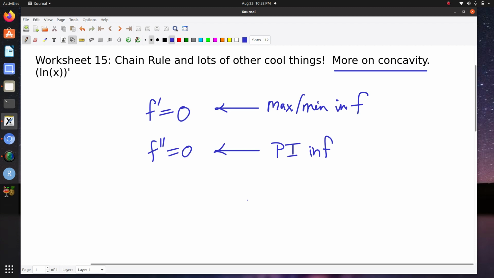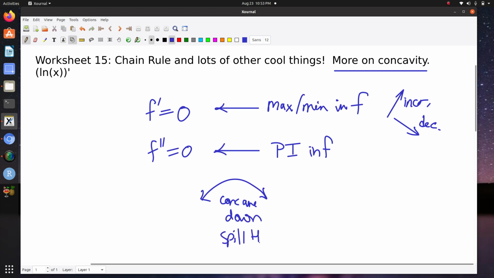Okay, so when you're looking to find the concavities, when your function is going up, we say it's increasing, and when it's going down, we say it's decreasing. And we have an analogous situation for points of inflection. They split the curve into pieces that are concave down, so they spill water. I think we talked about this. Or concave up, they catch water.